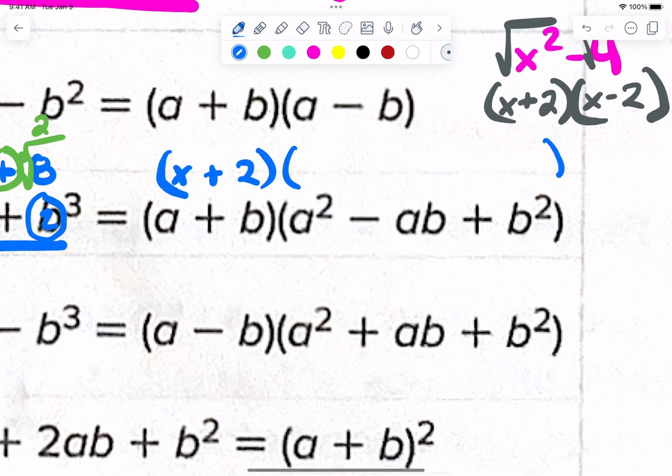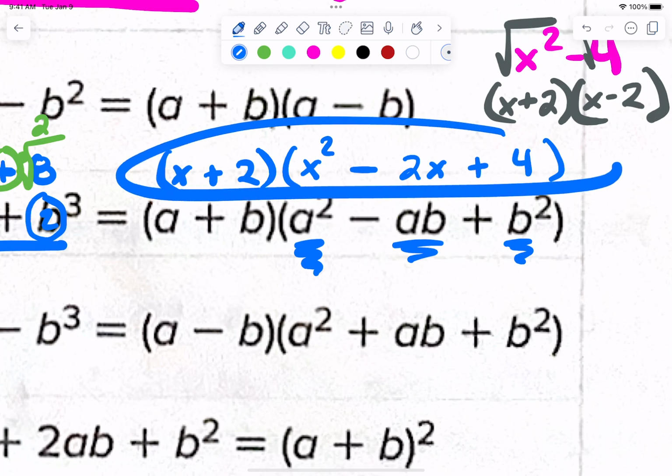Then what will a squared look like? X squared. X squared minus a times b, which would be x times 2, or 2x. And then b squared is 4, right? B is 2. So this is how you break down the sum of 2 cubes. That's it. It's just putting those in the correct spot. Your A is your first piece, your B is your second piece, and then you put them in, and that's how you factor them down.